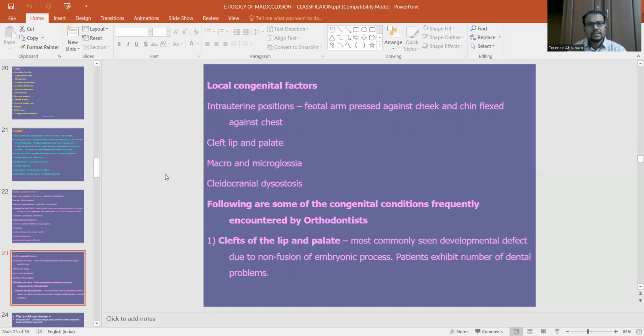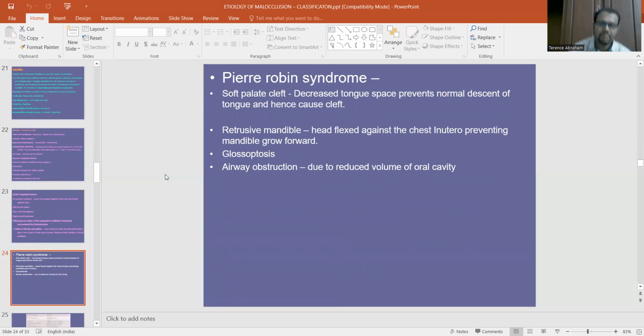Local congenital factors are the abnormal position of the fetus in the womb. For example, if the arm is pressed against the cheek or the chin is pressed against the chest, this can cause abnormalities in the development of the jaws. Presence of cleft lip and palate, macroglossia and microglossia, various syndromes. These are the various local congenital factors which can lead to malocclusions. Then these are the various congenital conditions we usually encounter, that is cleft lip and palate, and various syndromes such as Pierre Robin syndrome.